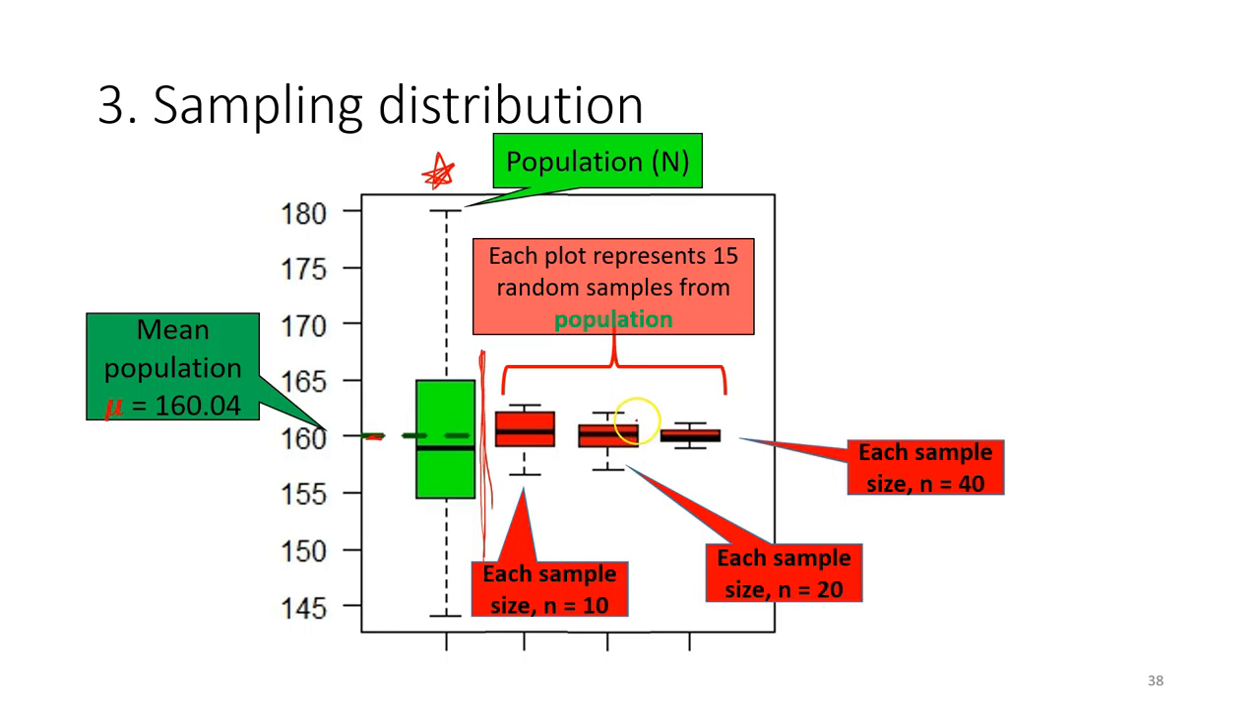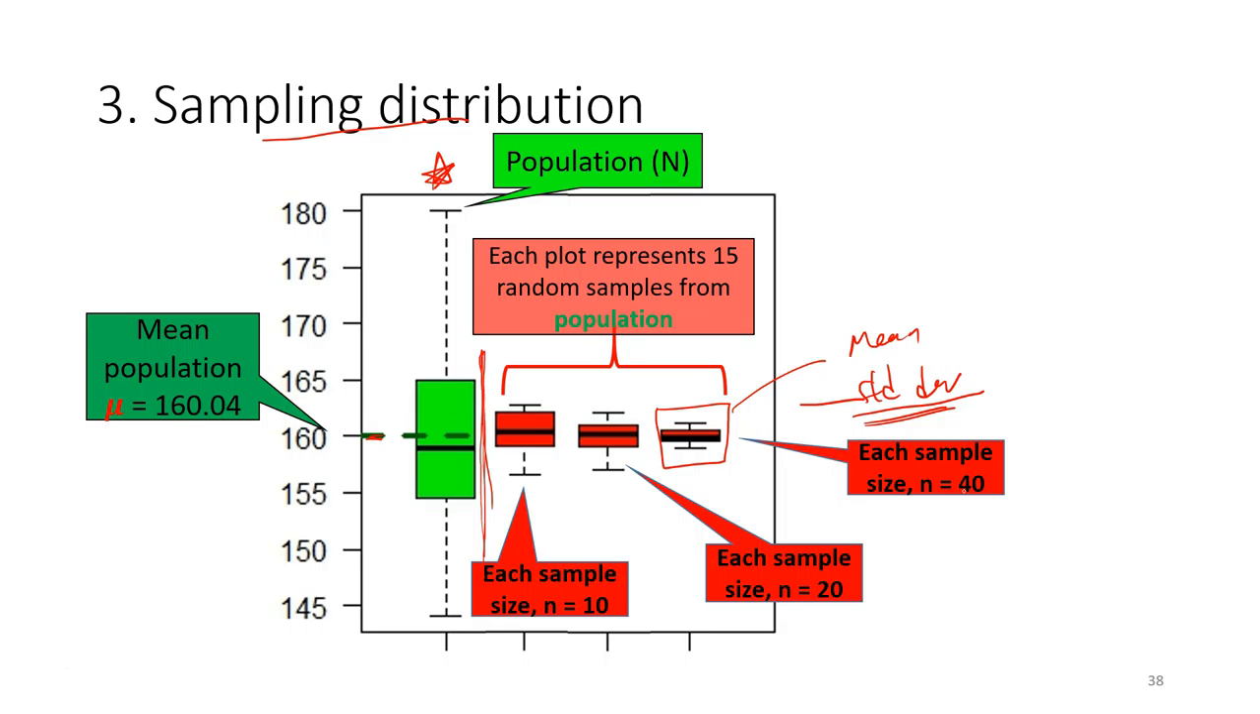Now we're talking about the sampling distribution. If you recall what we learned in data distribution, if you have a data set, we can calculate the mean and also the standard deviation. Similarly, we can calculate the mean and also the standard deviation for our sampling distribution. For the mean, we still use the same formula, but for the standard deviation, we use a slightly different formula. As we can see, the variation or the standard deviation of the sampling distribution is influenced by the sample size, so in the formula we need to include the sample size.